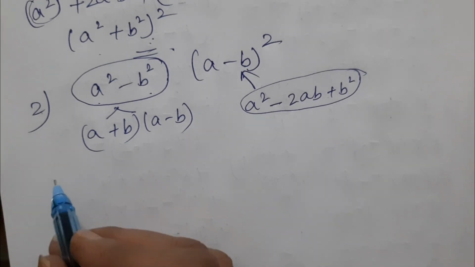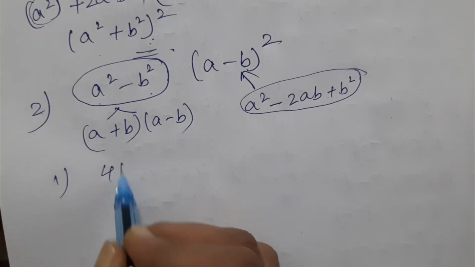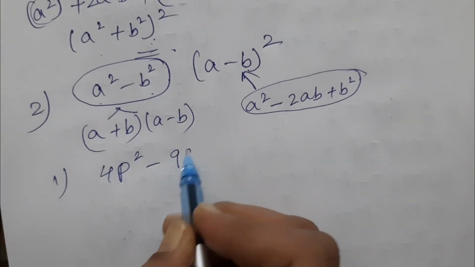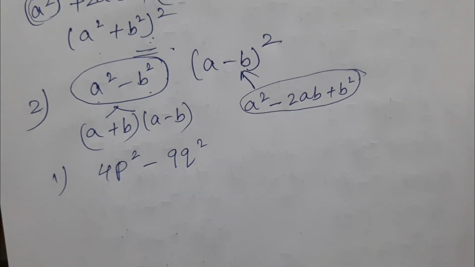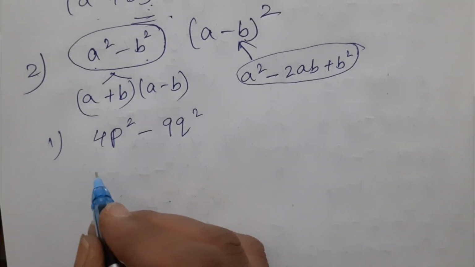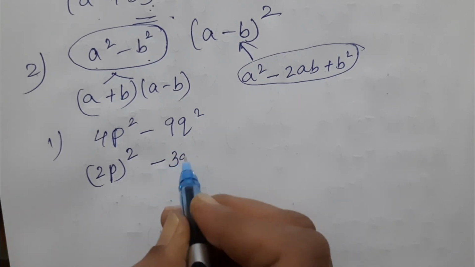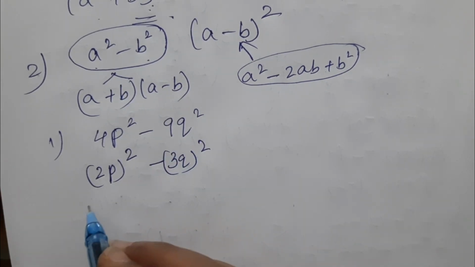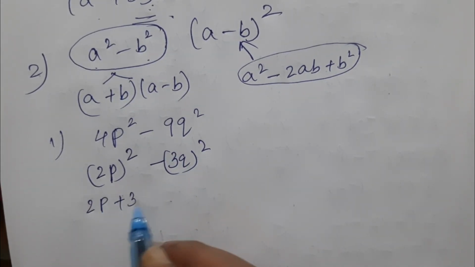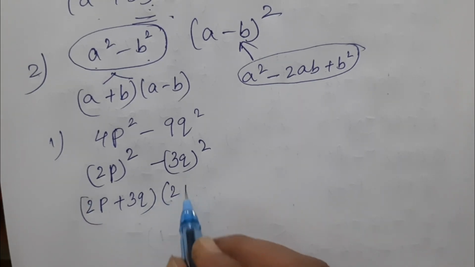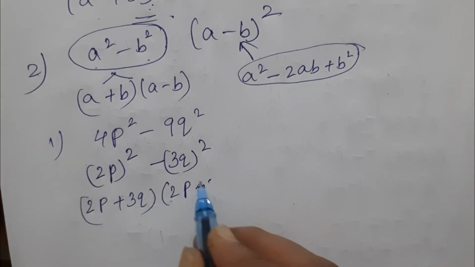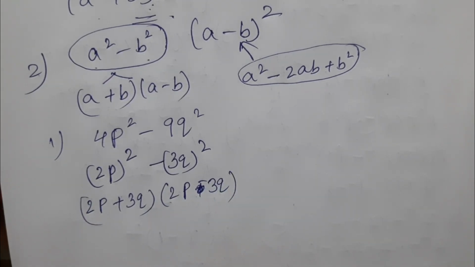Now let's start with the solutions here. First question is given 4p² − 9q². First we need to write the square form of this. So here the square of 2 is 4, whereas the square of 3 is 9. Now write down both the terms, once in plus and once in minus. That is (a + b) and (a − b).